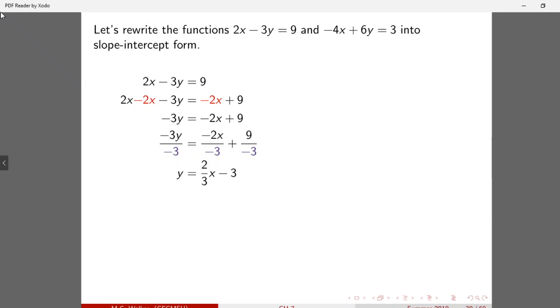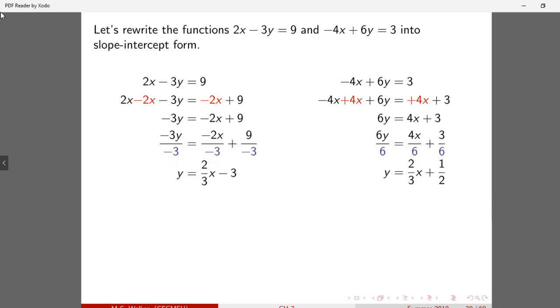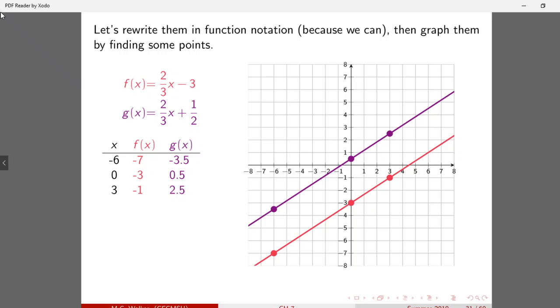So we subtract the x over, divide by the coefficient on y. So we had 2/3 x minus 3 and 2/3 x plus 1/2.